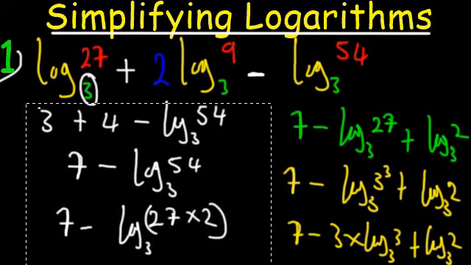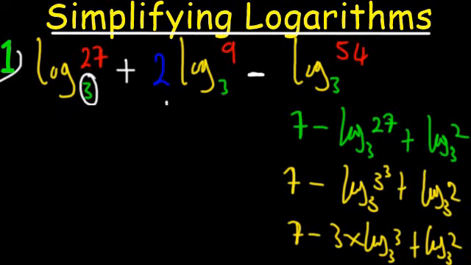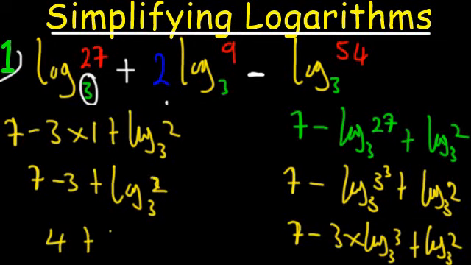And at this point, you can actually turn log of base of 3 to 3 to be indeed equal to 1. Okay, so our final answer in this case is 7 minus 3 times 1 and plus log of base of 3 to 2. So 7 minus 3 plus log of base of 3 to 2. 7 minus 3 is simply 4. So the final answer in this case is 4 plus log of base of 3 to 2. So that is the final solution to this problem.